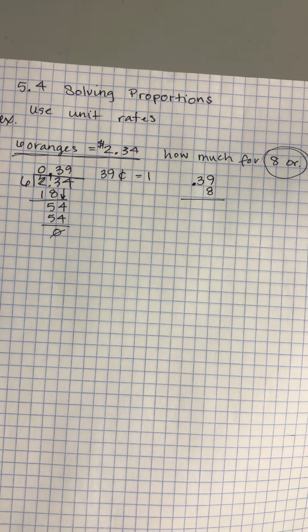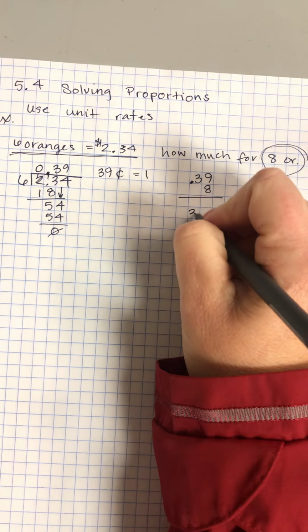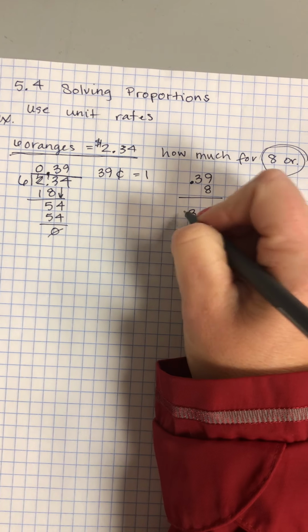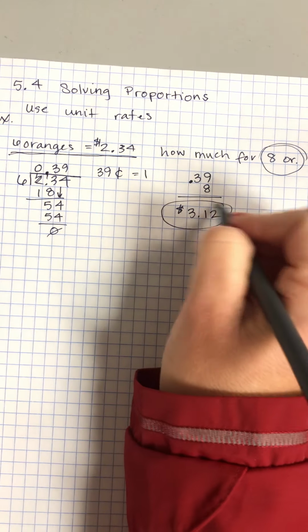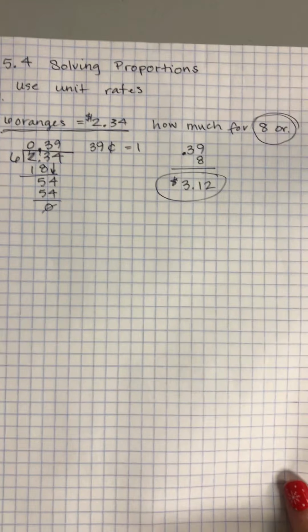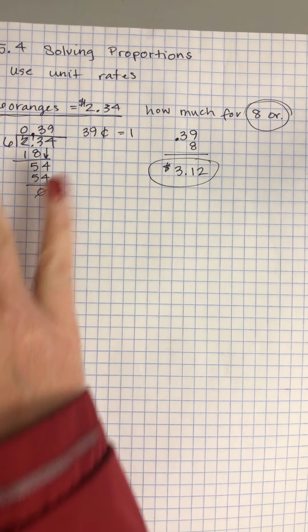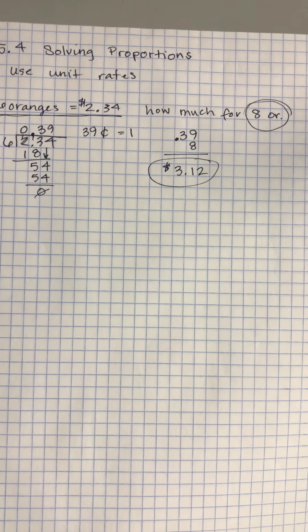Question, Peter? I have the answer. What'd you get? I got $3.12 for 8 of them. $3.12 is the answer. How did we do on that? Okay, this is what it looks like as a proportion. It is okay for you to solve it in the 2 steps that we just did. Does everybody understand that? Yes.